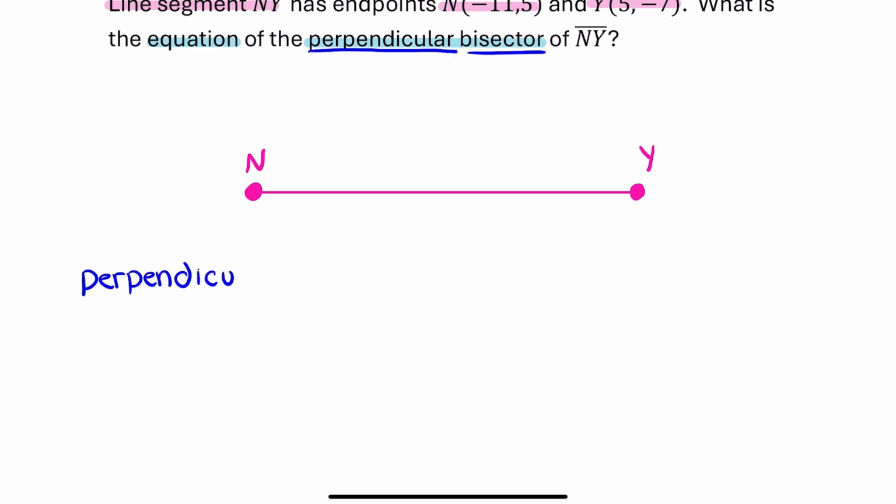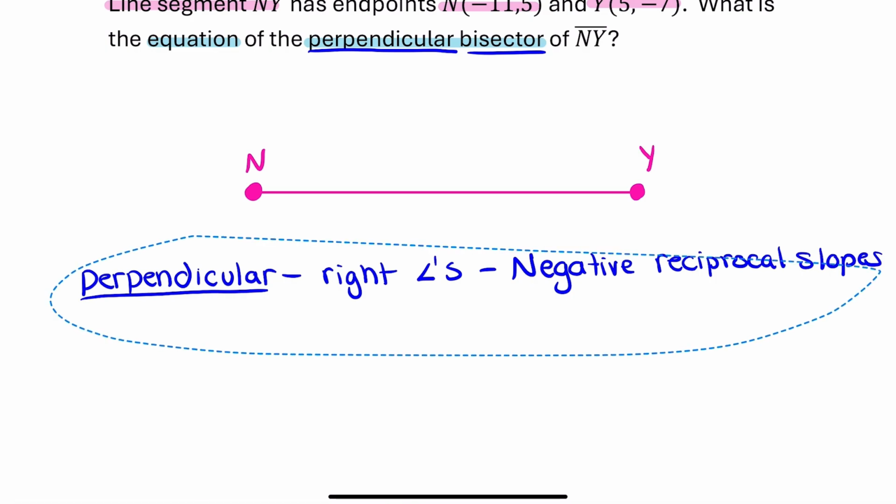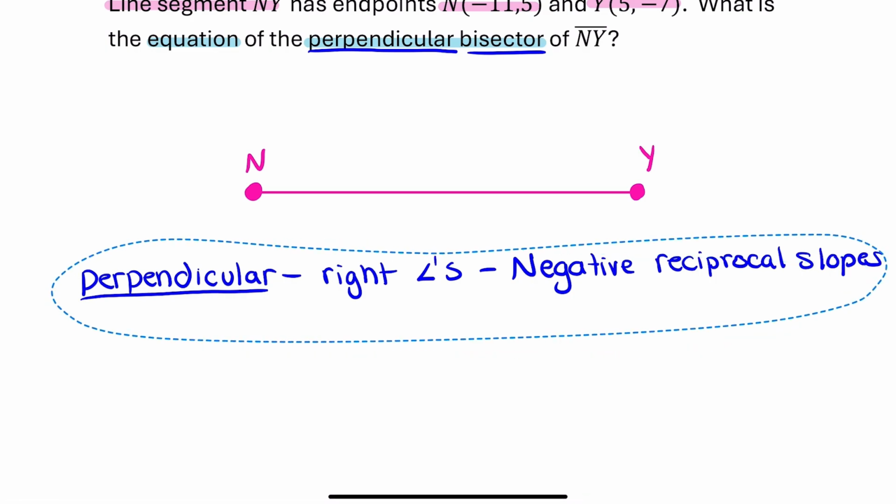Perpendicular lines intersect to form right angles, right? So perpendicular, we know that means right angles. And if we're talking about the equation of a line, we know that means negative reciprocal slopes, right? So if we want to find the equation of a line that's perpendicular, we're going to need some negative reciprocal slopes. Let me just move this down a little bit.